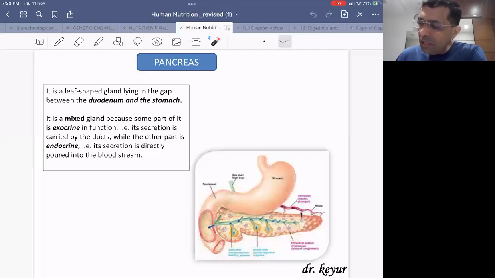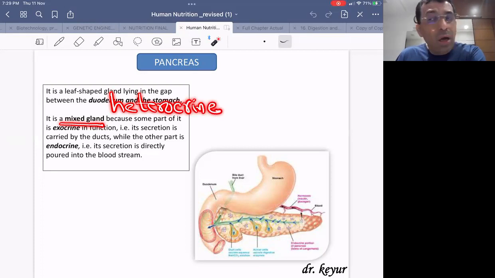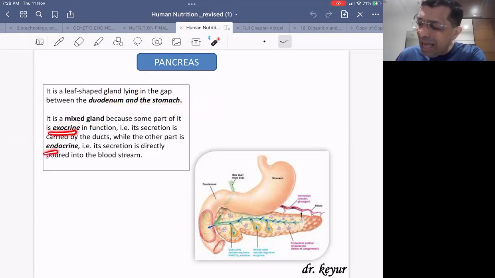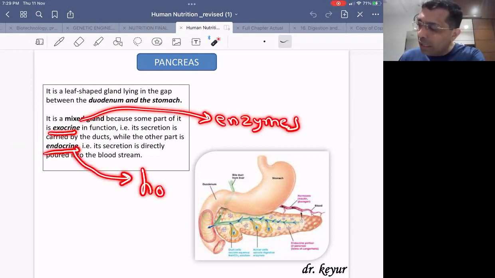The pancreas is a mixed gland, which is also called a heterocrine gland. What do you mean by this, sir? It is both exocrine and endocrine in function. Exocrine, it produces enzymes, and endocrine, it produces hormones.